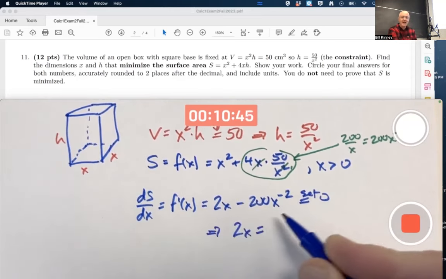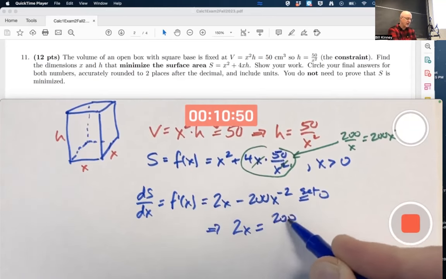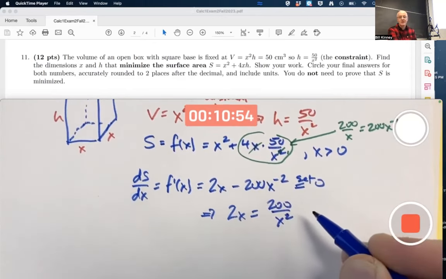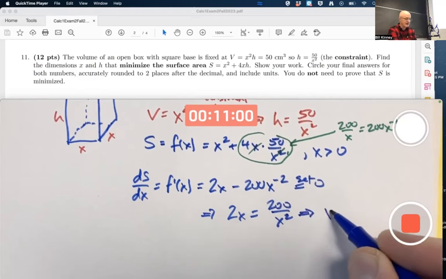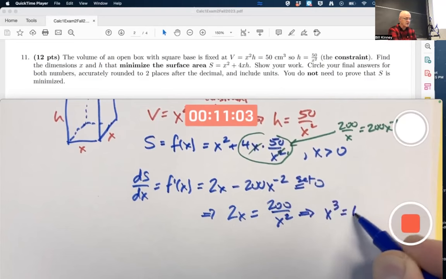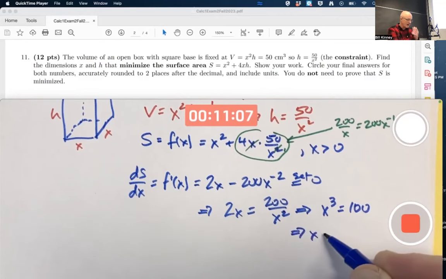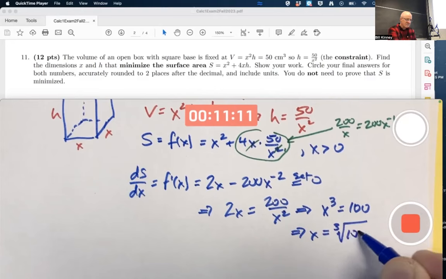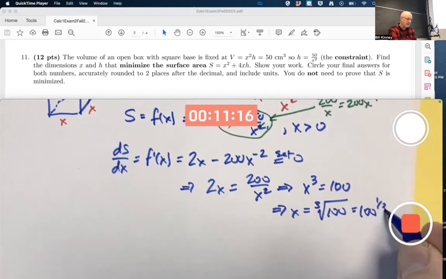You could add 200 x to the negative 2 to both sides and write it as a fraction on the right. And then I hope that's enough of a hint that you should probably try isolating x by first multiplying both sides by x squared and dividing both sides by 2. So x cubed is 100. So it seems like our critical point here for x is the cube root of 100. Also could be written as 100 to the 1/3 power if you like.